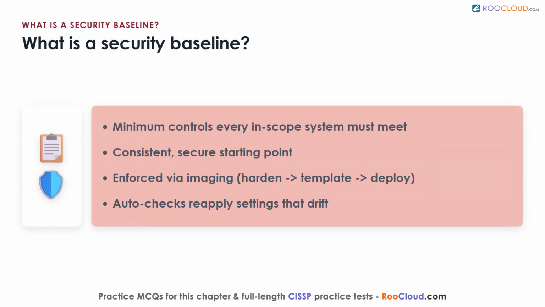So what is a security baseline? It is an agreed minimum set of controls that every in-scope system must meet. It gives you a consistent, secure starting point instead of improvising each time. A common way to enforce one is imaging. You harden a single machine, capture it as a template, and stamp that same secure image onto every new device. Automated checks then run in the background and quietly reapply any setting that drifts out of line. Think of it as a factory-approved blueprint that every unit rolls off matching.